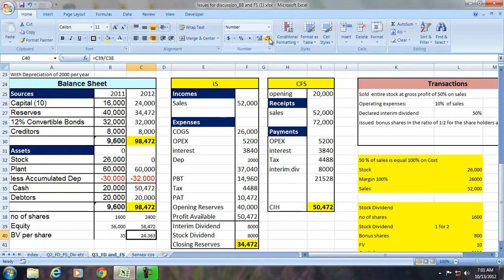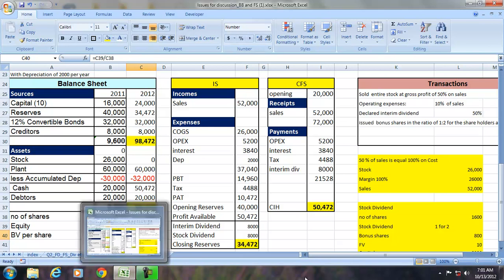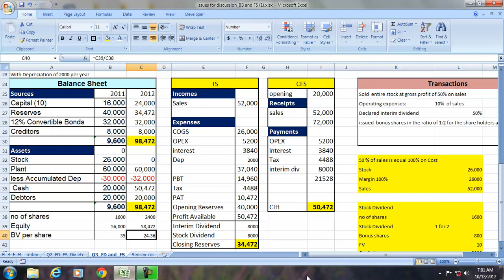So the book value per share has come down. We may ask why the book value per share has come down. The book value per share has come down because there is a bonus issue, and the bonus issue has been made in the ratio of 1:2. So therefore the book value per share has come down from 35 to 24.